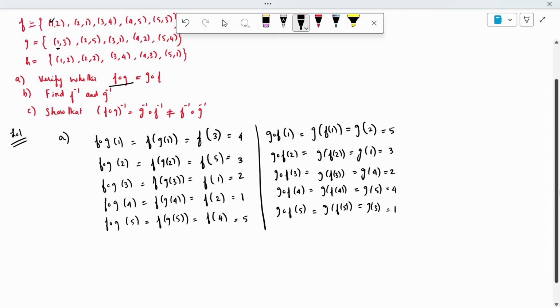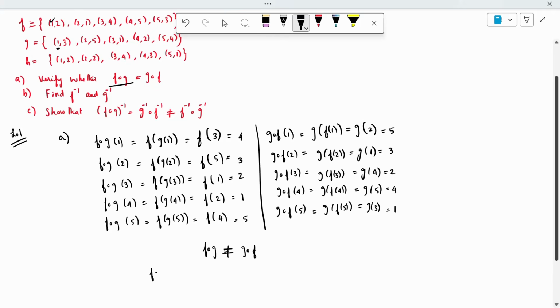Completed. So we verify whether both are equal. We check whether they are equal. No, it's not equal. This is different, that is different. So it is not equal. We have to write F composition G is not equal to G composition F.